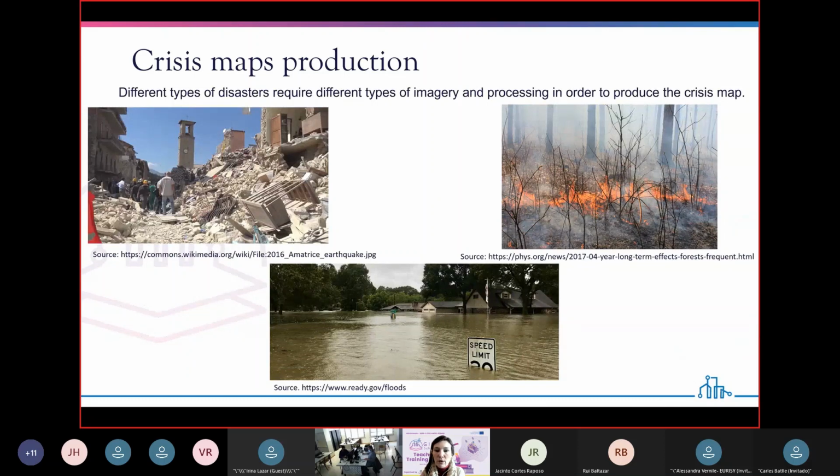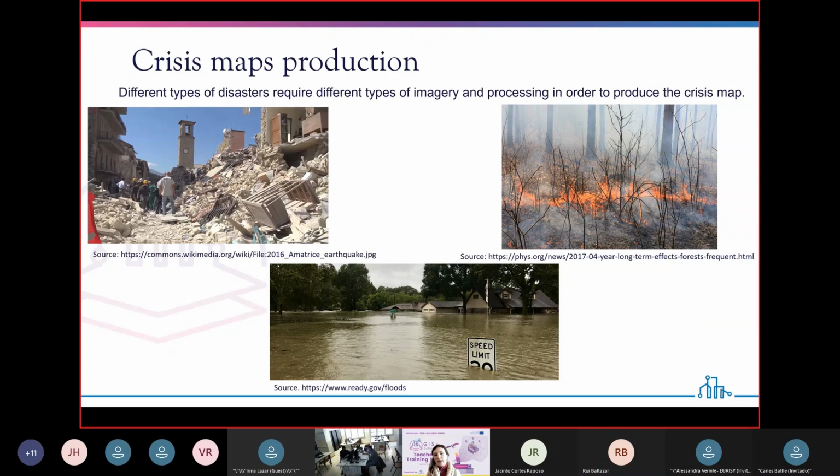Today we are going to explore fast, of course, due to our time limitation, but I hope that this will be enough to provide you with a general idea on how this can be done, to see which are the data which are more suitable and which are the techniques that you can exploit for producing crisis maps for the different types of disasters. We are going to see what we should do in case of earthquake, fires, and floods.